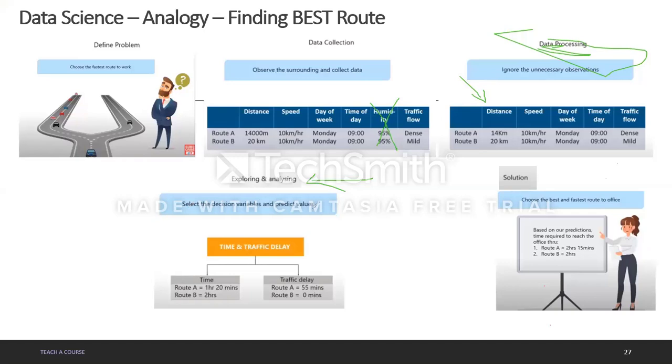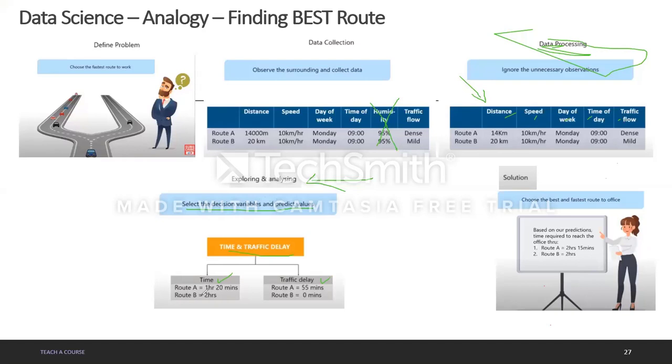Okay, so here I'm selecting the decision variables, traffic and time delay, right? So you're taking two major variables. Even though there are distance, speed, day of the week, time of day, traffic flow, whatever it is, I'm taking just time and traffic delay.